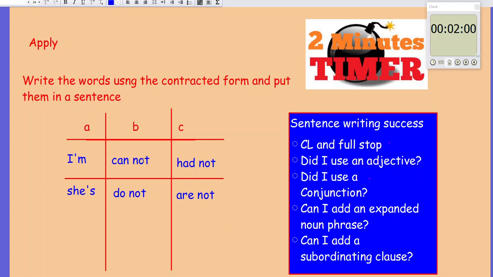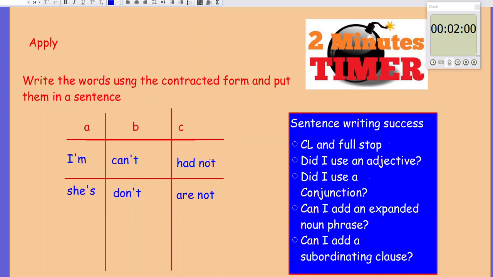Okay, here with cannot. Cannot becomes can't. So we put it together, we add the apostrophe to show where we've removed the letters. And do not becomes don't. So here we're going to join the words together and keep the N in there and use the apostrophe for where the T was missing. Okay, so don't, can't and don't.